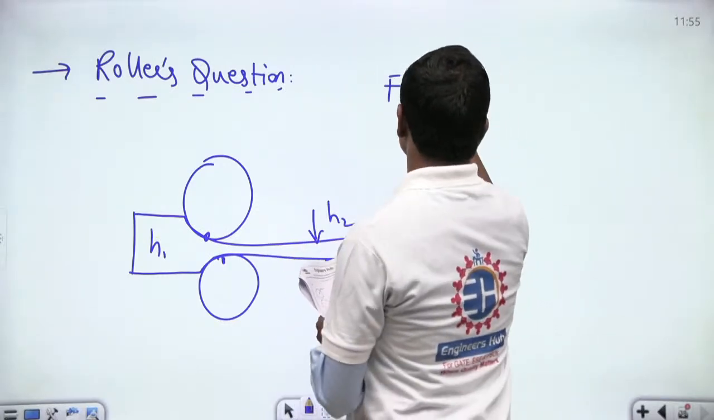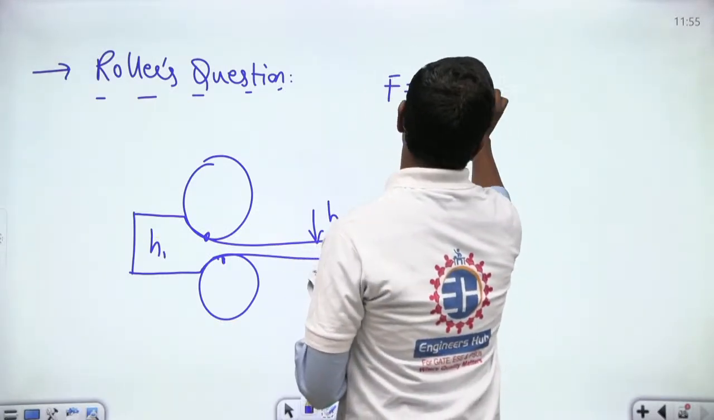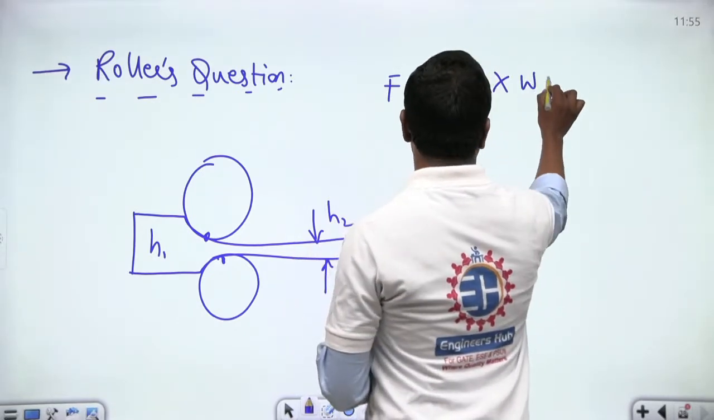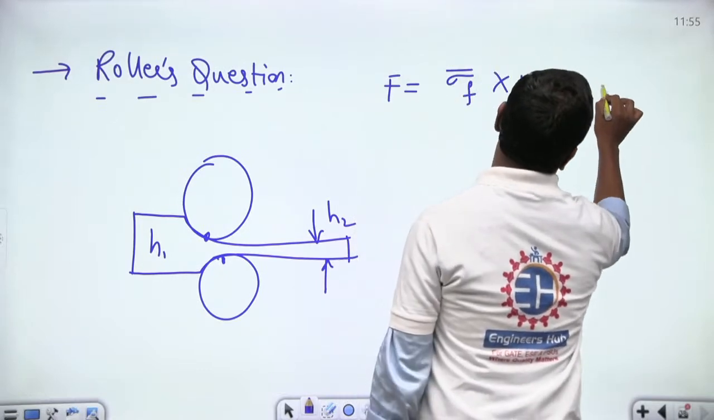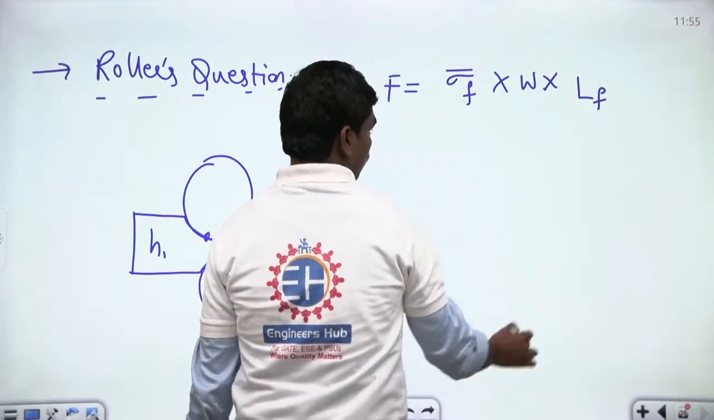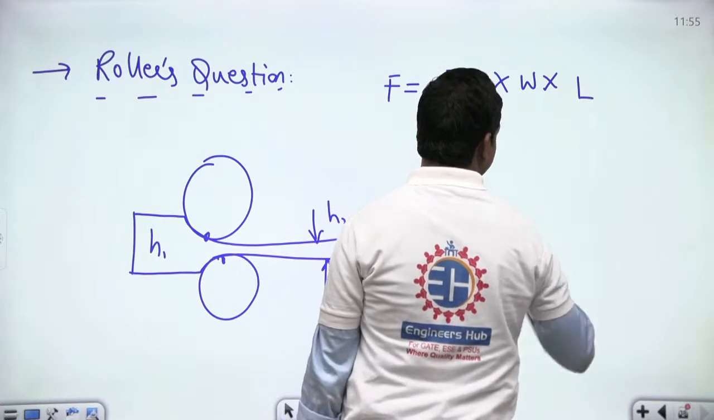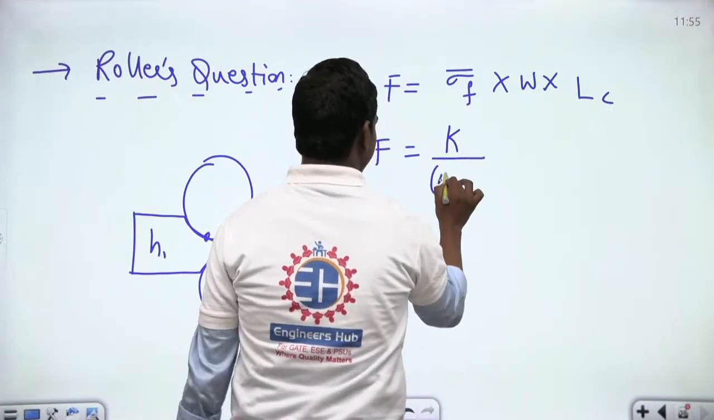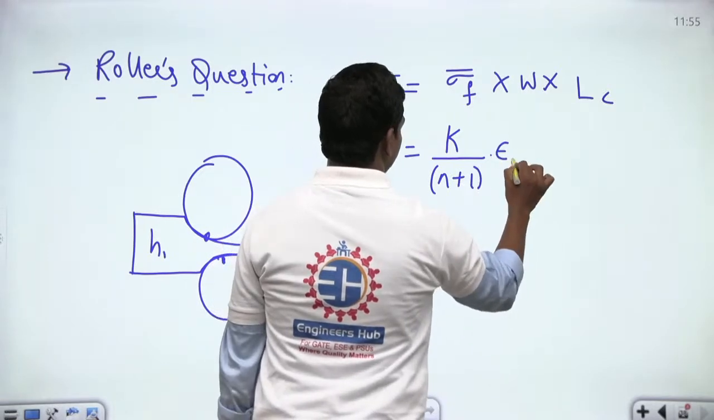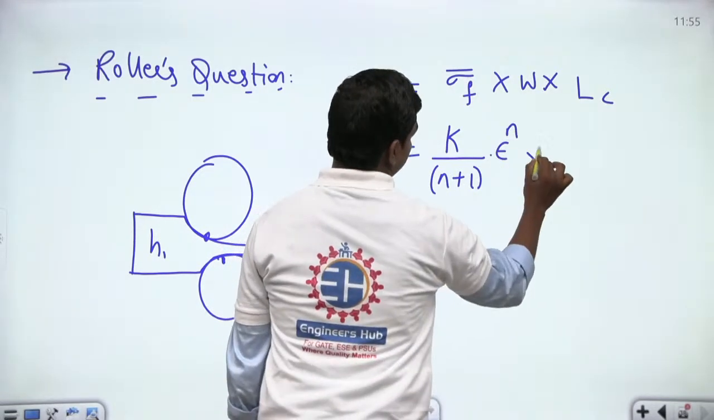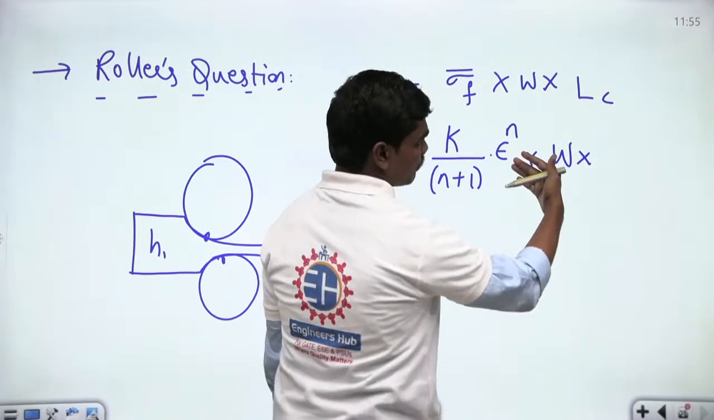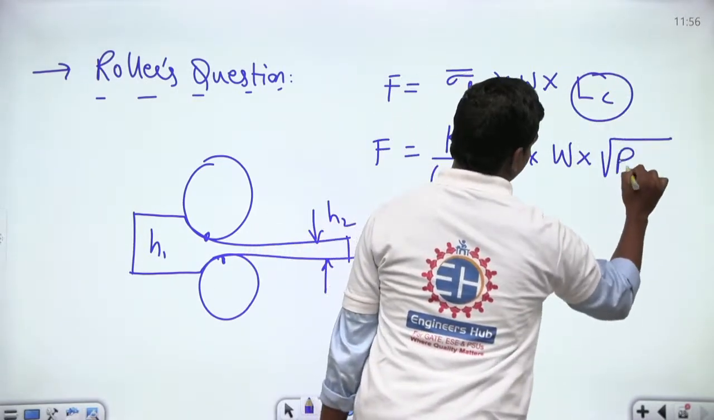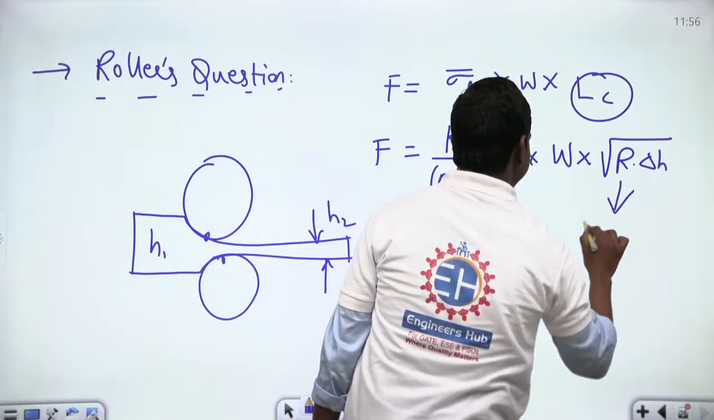So F is equal to sigma bar or flow stress, you can write, into width of the plates into this length of contact. You can write length of contact as Lc, and this F is equal to K by n plus 1 into epsilon power n into the width of this block into this contact length, which is nothing but root of R into delta h, where R is the radius of the roller.